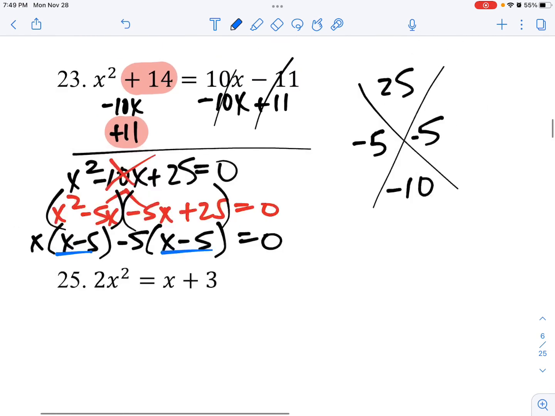Okay, and because these two match, that's part of my answer. I'm going to write it over here, x minus 5. And remember, the other part of the answer is x minus 5. Wow, I have 2 of them.